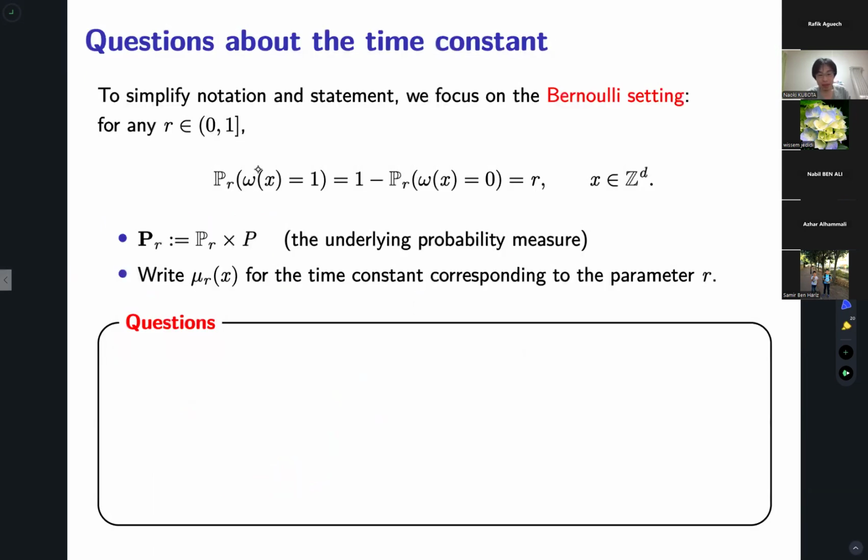And the following are questions about the time constant. To analyze the behavior of propagation of active frogs, we have to study the time constant more precisely. So to simplify the notation and the statements, from now on we focus on the Bernoulli setting. This means that we put a sleeping frog on each site of Z^d according to the Bernoulli distribution of parameter r in this way. And mu_r(x) is the time constant corresponding to the parameter r of the Bernoulli distribution.